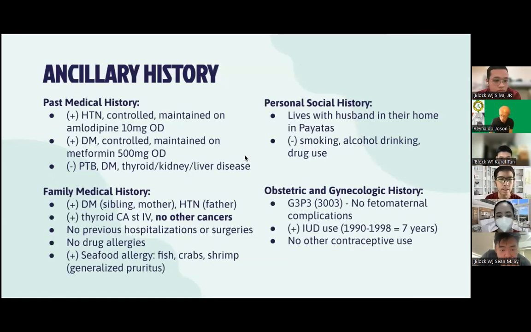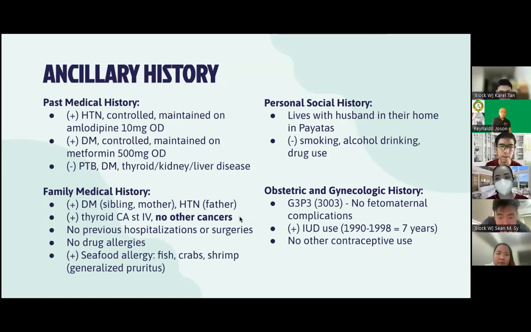So for the ancillary history, the patient is a known hypertensive with maintenance medications, also a known diabetic, also with maintenance medications, but not insulin requiring. She has no history of other cancers. In her family history, there's note of thyroid cancer, but no other cancer. So important to note the pertinent negatives: no history of breast cancer or ovarian cancer in the family of this patient. So personal social history was unremarkable, as well as the obstetric and gynecologic history, aside from the IUD use in the 1990s. No other contraceptive use.